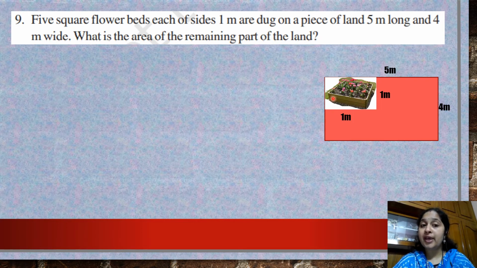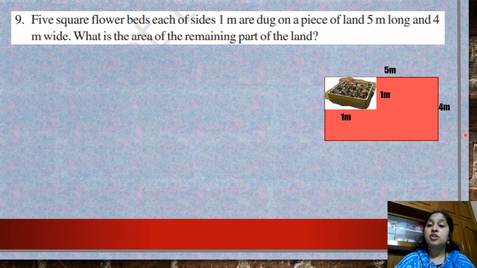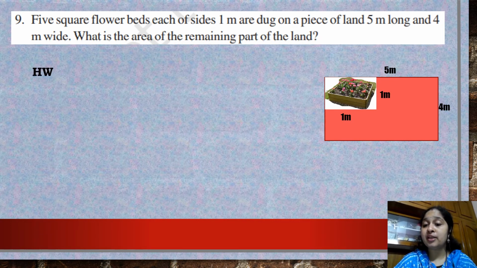So you know the area of 5 flower beds, and can you find the area of this land, children, with the dimensions of 5 meters by 4 meters? Yes. So from the area of the land, subtract the area of 5 flower beds. We get the area of the remaining part of the land. This, I hope you all can do it as homework, children. Complete it as today's homework.